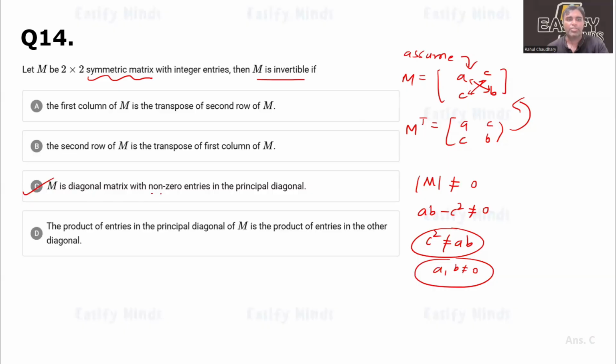So M is the diagonal matrix with non-zero entry in the principal diagonal. So if it is a diagonal matrix and if it is non-zero, the rest will be 0. So AB is not equal to 0. Then the inverse will exist. So the better option is option C. Clear?